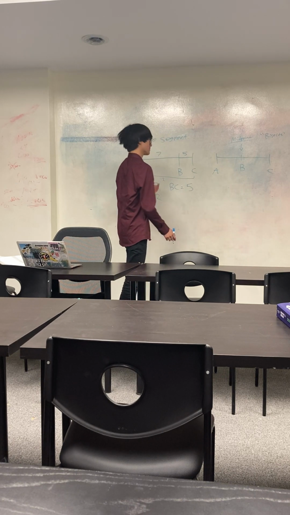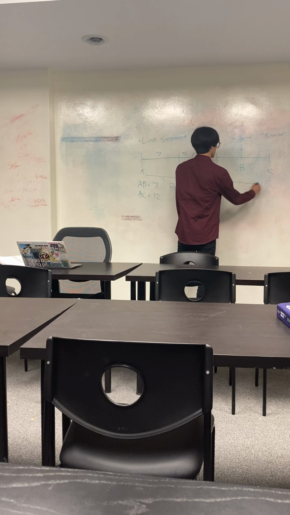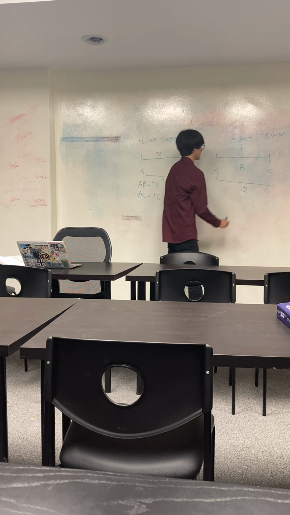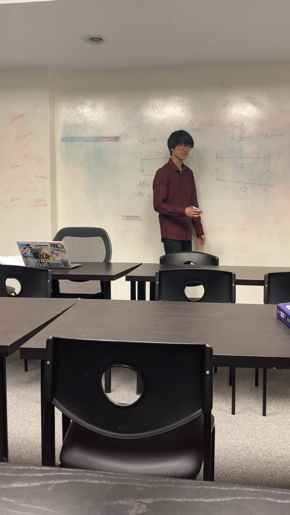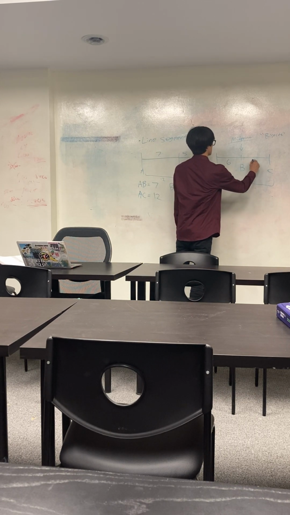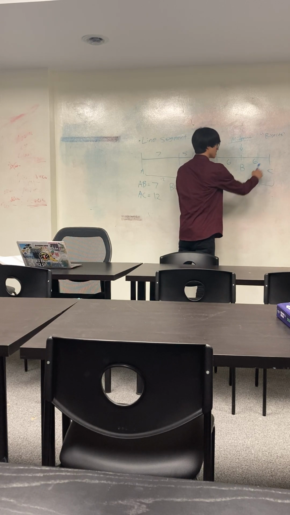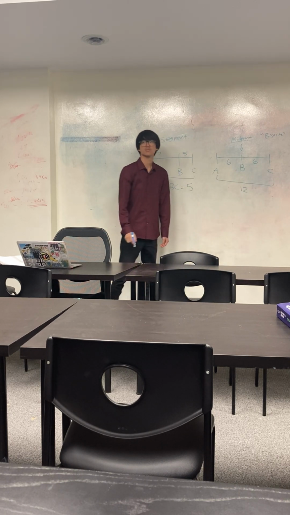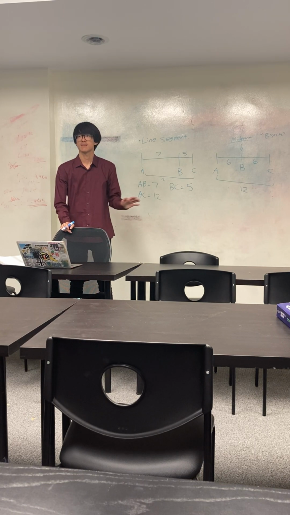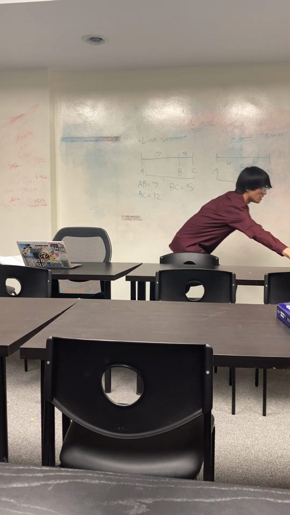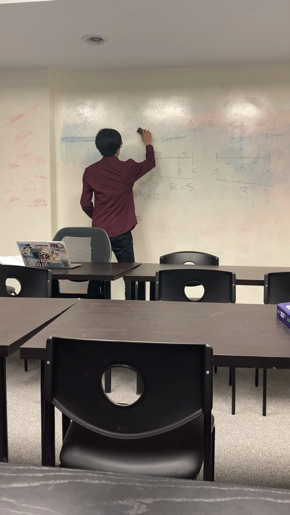So let's go with our 12 example again. If the total length is 12, each of these segments is going to have a length of 6, right? Because 6 is half of 12. AB is 6, BC is 6, the whole line segment is 12. Everyone got that? Can I erase? Awesome. All right, we're going to talk about angles now.